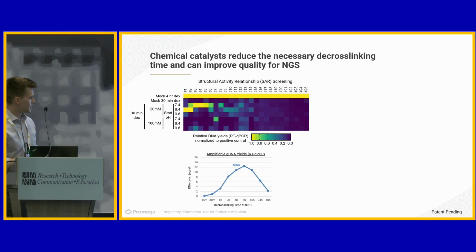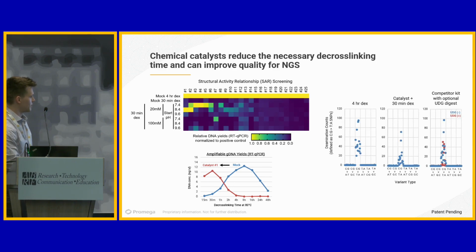So what we see is DNA yields across decrosslinking time, and when we add in these catalysts, we're essentially compressing the kinetics of this reaction 8 to 16-fold. And when we do NGS with some of these catalytic-driven reactions at low decrosslinking times, we are seeing a reduction in S&P artifacts that is quite competitive with workflows that use UDG enzyme.